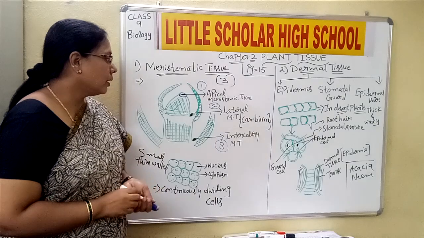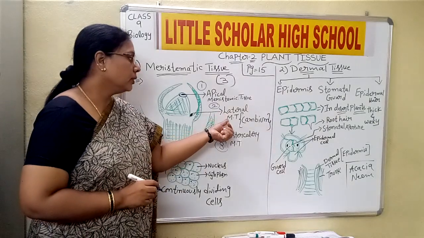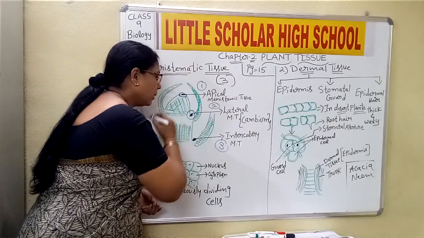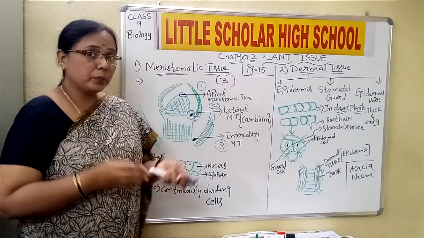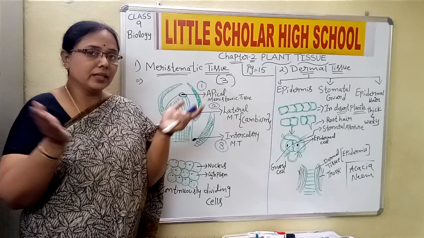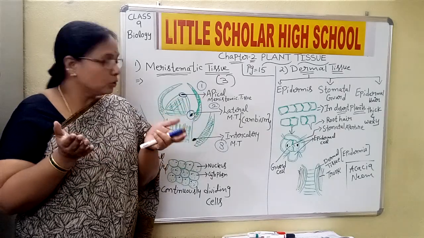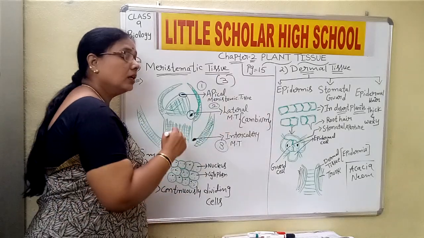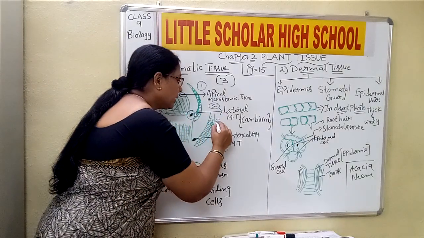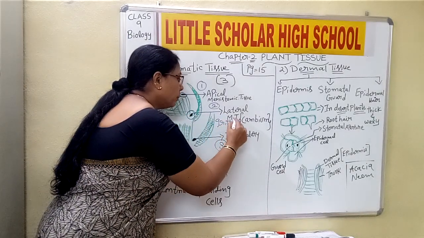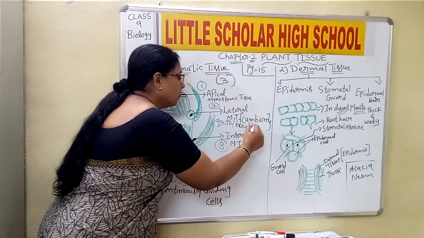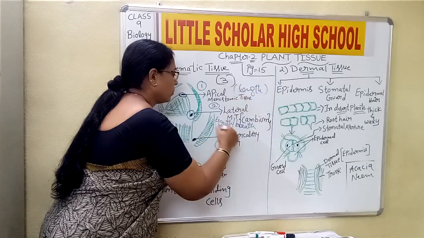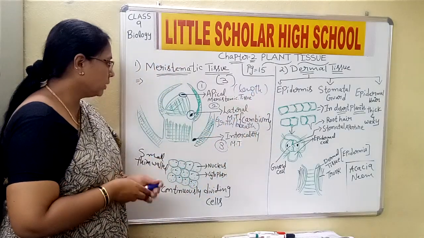Okay, then now let us come to lateral meristematic tissue. Whenever we talk about lateral meristematic tissue, they are present at the sides of the plant. Okay children, and they help in the girth, that is the breadth of the plant, and the apical one is for the length of the plant.